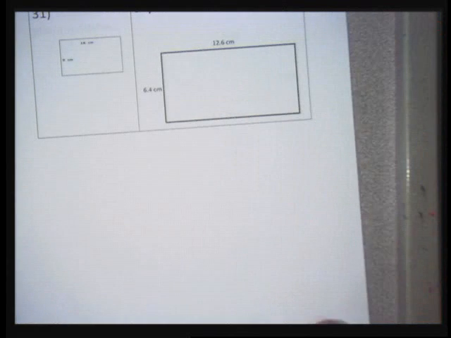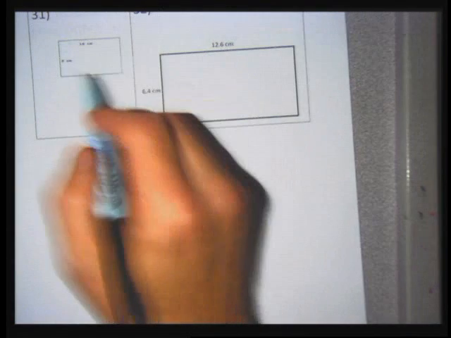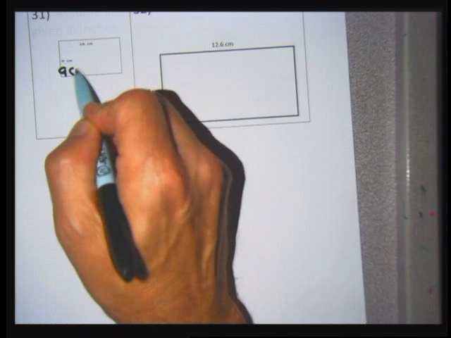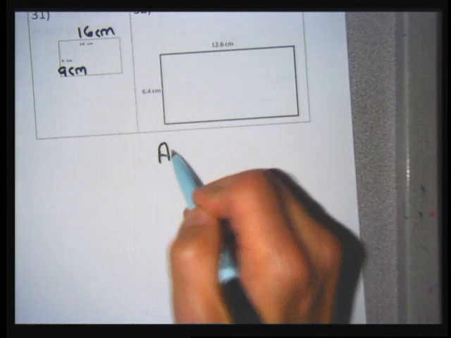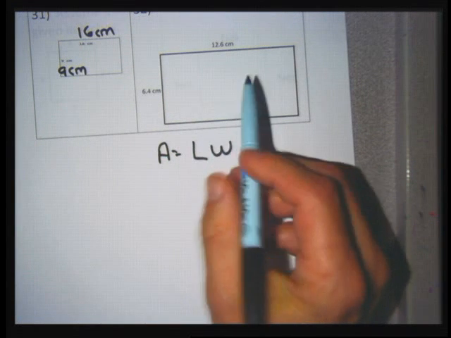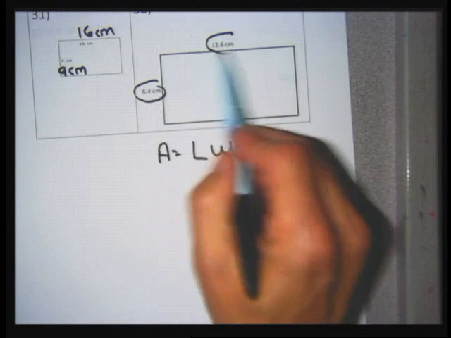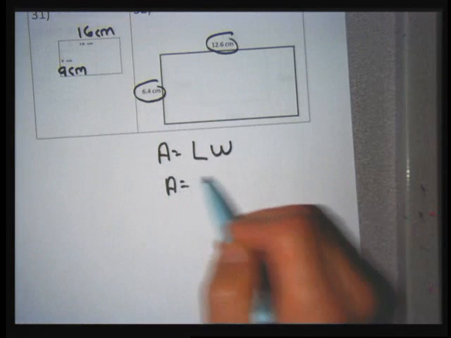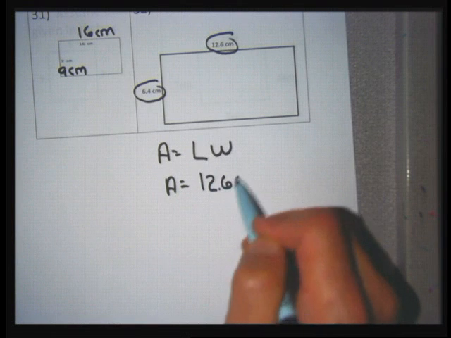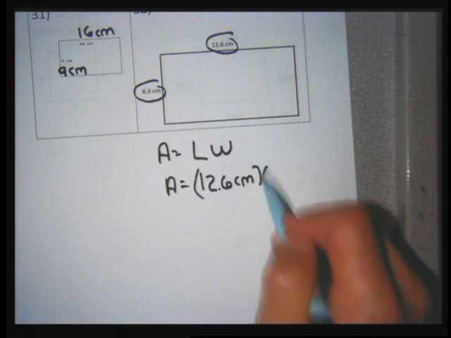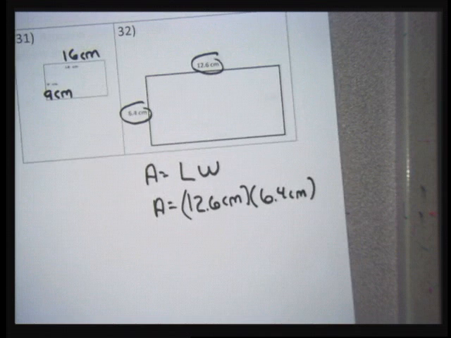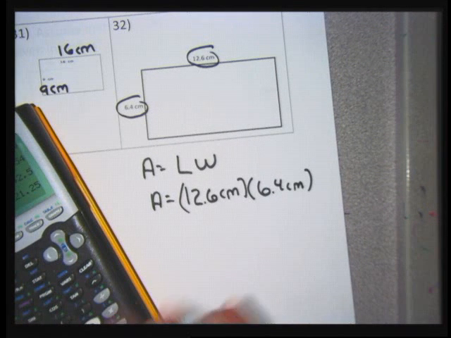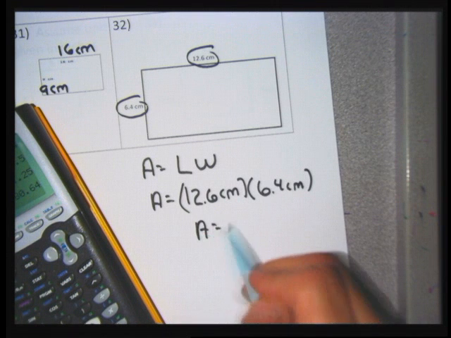Okay. Getting very tired of doing these. I can't imagine you aren't. So this rectangle you have is 9 centimeters by 16 centimeters. The area formula for the rectangle is length times the width. Doesn't matter which side you call length and which side you call width. You're just going to multiply the two sides. I'm going to call the length the 12.6 centimeters, because usually the length is longer and the width is shorter, but it really doesn't matter. So 12.6 times 6.4, and I get 80.64 centimeters squared.